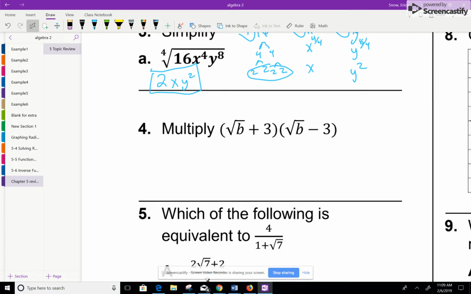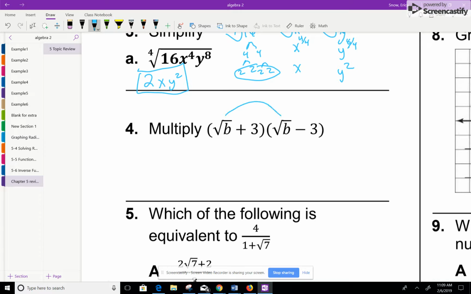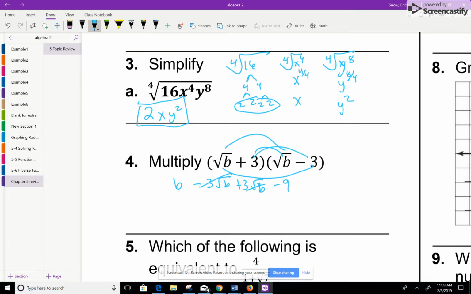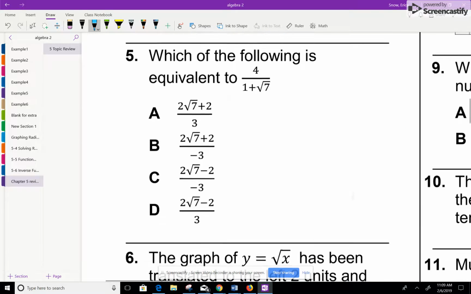For number 4, we have to FOIL this. So when we do our first, we get b. Outer, we get -3 square root b. Inner, we get +3 root b. And our last is -9. Those middle 2 terms cancel, so we end up with just b -9. Also, you should have noticed that these were conjugates of one another.